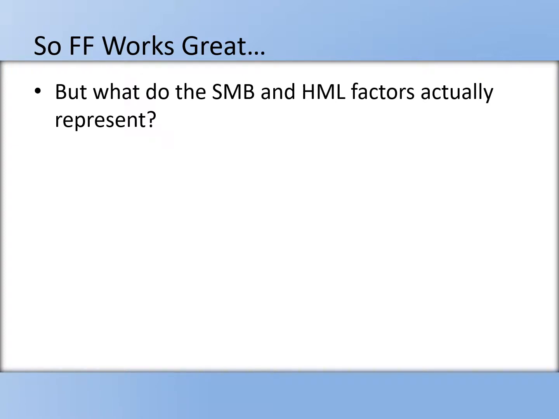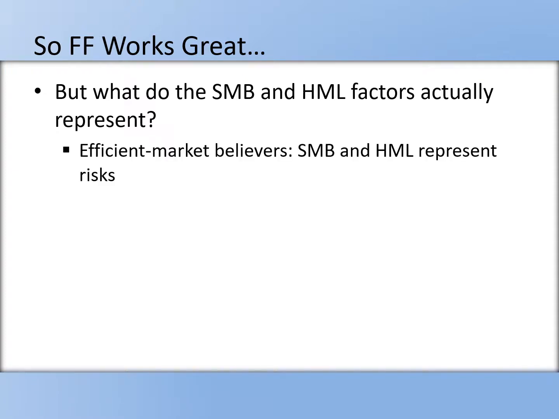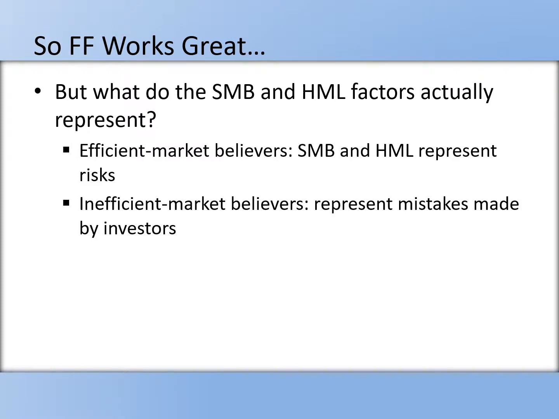But what do the factors actually represent? If you are Eugene Fama, then it's very simple. These factors represent risk. From the beginning to the end, that's what Eugene Fama believes. Small companies must be more risky than big companies. High book to market companies are more risky than low book to market companies. It's that simple. If you are an inefficient market believer, then you would say these might be mistakes. Investors somehow just don't favor small companies for a variety of reasons, like perhaps you have never heard of them.